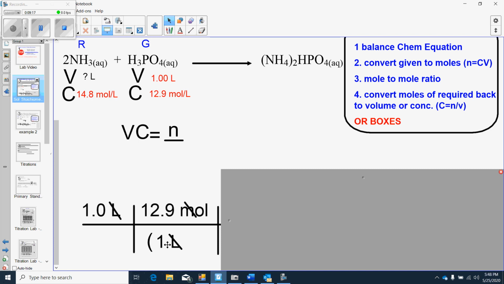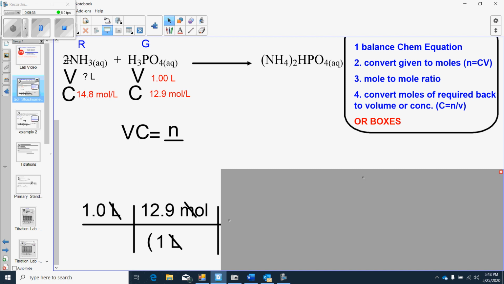And you can see how the liters are going to factor out here, okay? So we've done our concentration to moles, right? So concentration is what we had. Using the volume, we converted it to moles. Next step is mole-to-mole ratio. The mole-to-mole ratio is your coefficients up here.